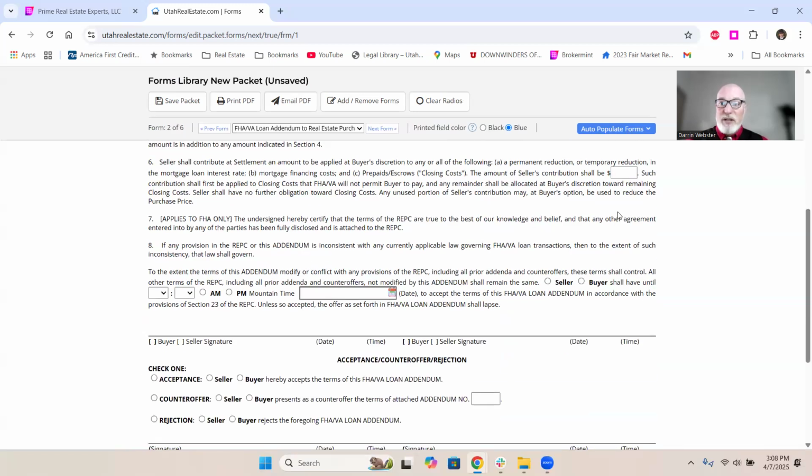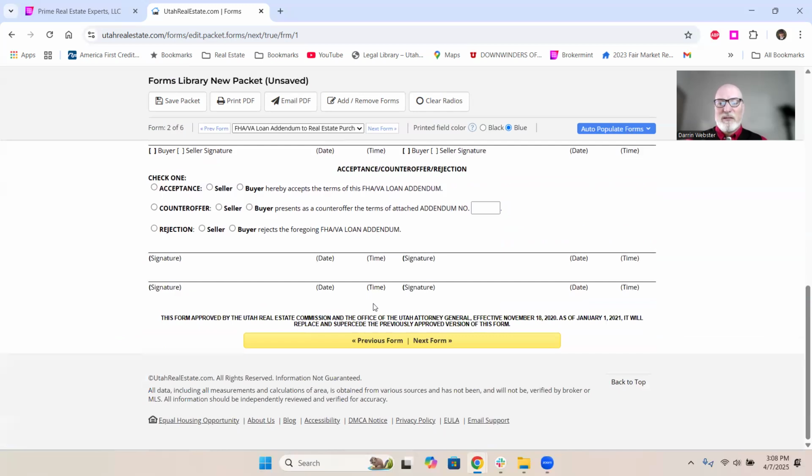Okay, paragraph 6 is where you can put in if you're requesting closing costs, either as a dollar amount or as a percentage of purchase price. Most often you want to contact the lender and ask, what's the dollar amount that works best? And again, make sure that the date down here marked for the seller to accept it by matches the offer.